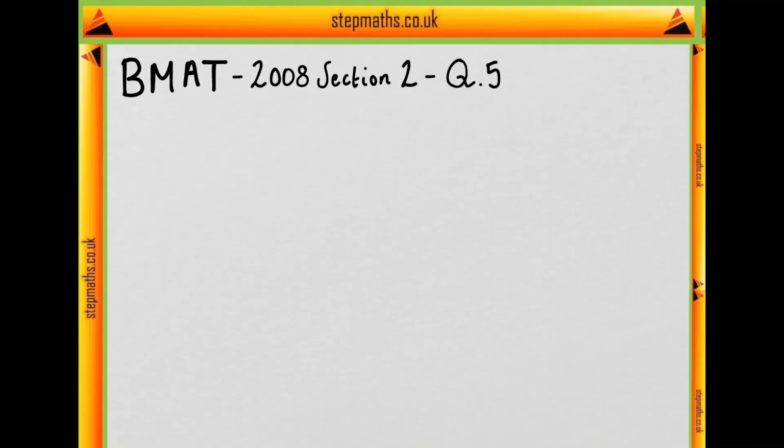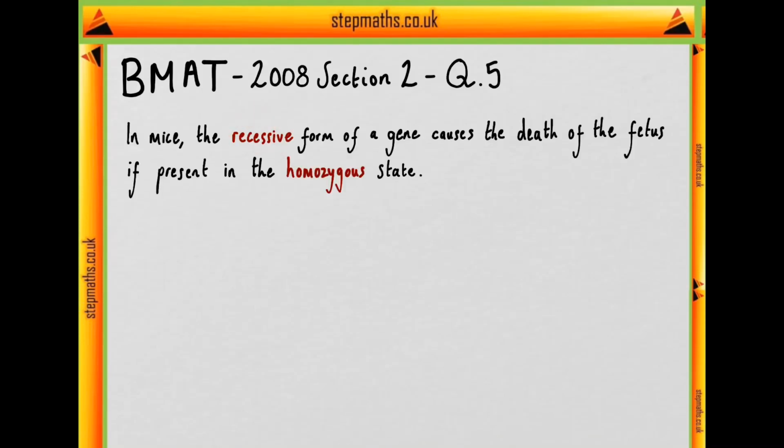In question 5, we're told that in mice, the recessive form of a gene causes the death of the fetus if present in the homozygous state. So the recessive allele, allele being a word for the form of a gene, when two of them are present rather than just the one, and the dominant allele, if two of them are present in the homozygous state, we're told that the phenotype is such that there is the death of the fetus, so the fetus is never born.